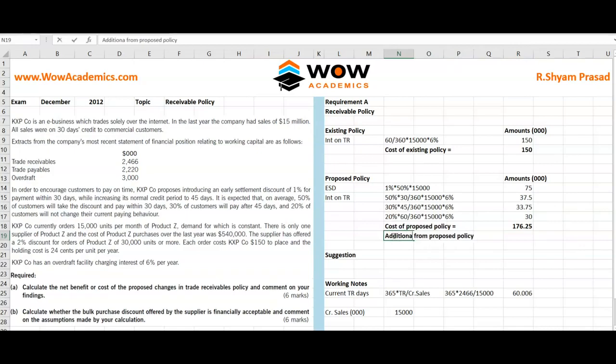additional cost from the proposed policy, which would be the new cost minus the old cost put together. So that's about this question. So what is our suggestion?